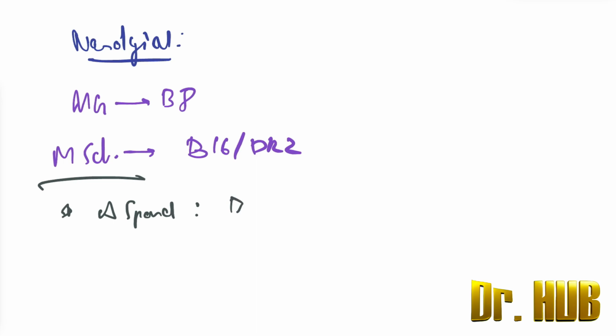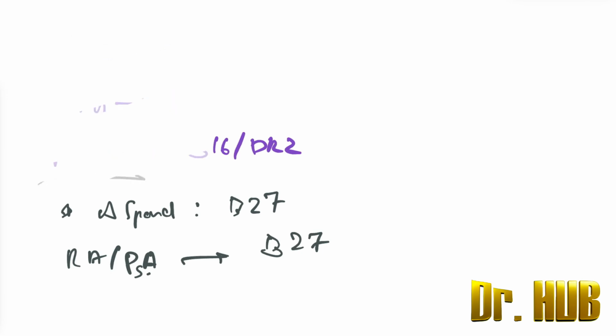This includes the B27, and also the reactive arthritis and the psoriatic arthritis. That includes also the B27. Now let's look at Behçet's disease. Behçet's disease is B51.